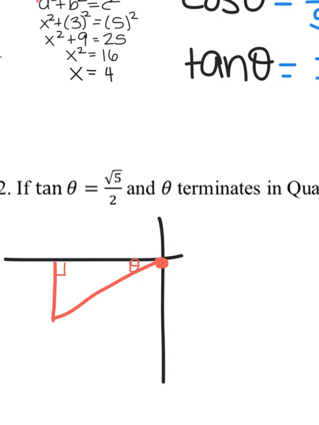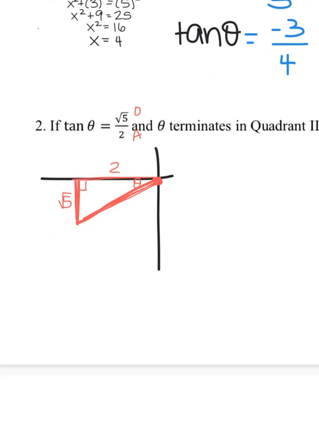That's theta. Okay? Tangent is opposite over adjacent. So opposite theta is right here, this side right here. That's the square root of 5. This side here, that's across from the right angle, so that's the hypotenuse. This side here is going to be 2. That's your adjacent side. We'll deal with the negatives in a second.